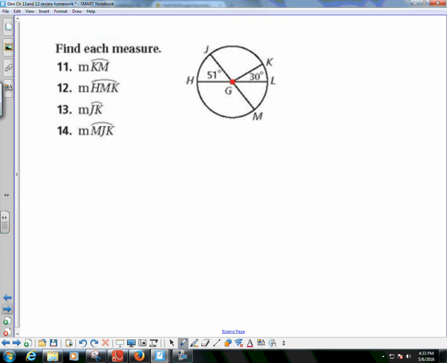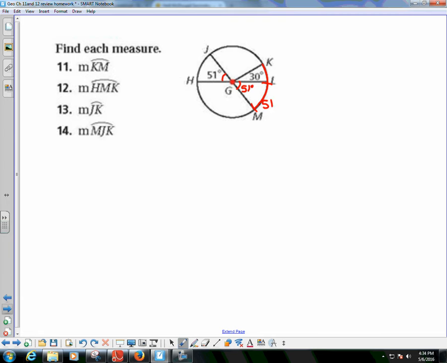Find each measure. We need to find the measure of arc KM. I'm going to come over here, and as I would suggest doing on your homework or on a quiz or test, make a mark, see what you know. So I'm going to circle in that KM is that red arc. The one thing that I know, because all vertical angles are congruent, is that if this is 51, I know this is 51. And if I know that central angle is 51 degrees, I know that this arc is 51 degrees.